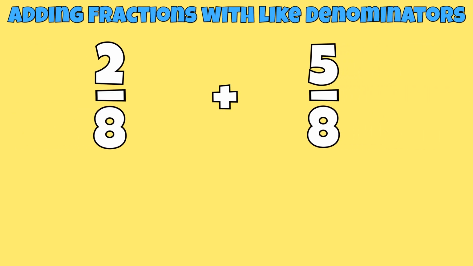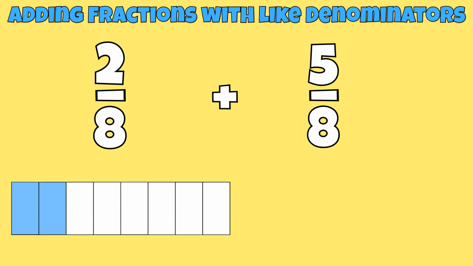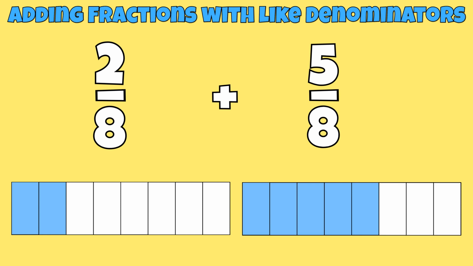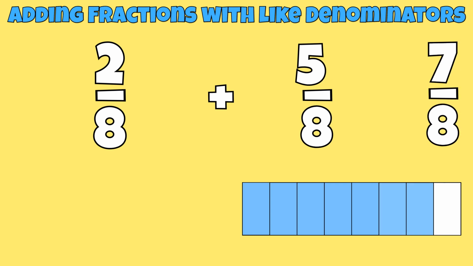Let's say we were asked to add 2/8 plus 5/8. If we look at both fractions, they each have a denominator of 8. We can create a pictorial of 2/8 and 5/8. 2/8 plus 5/8 is equal to 7/8.